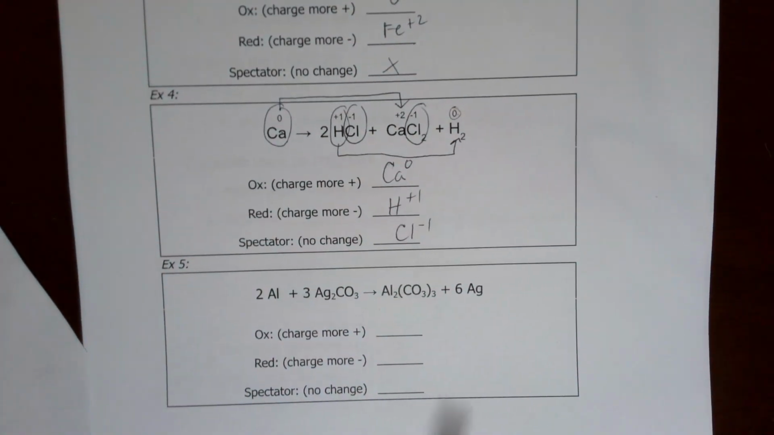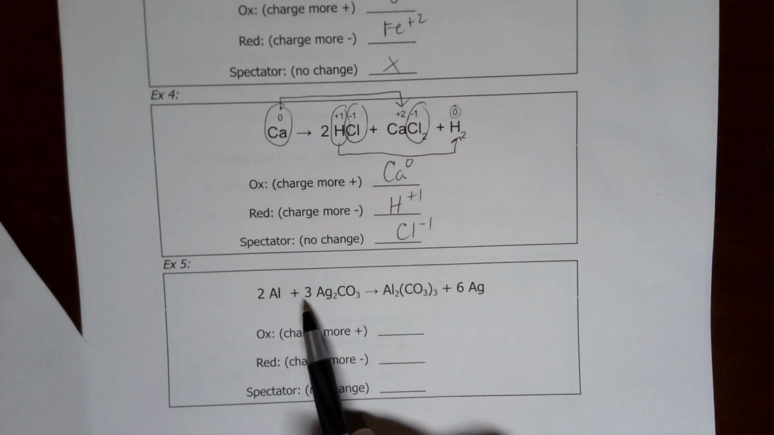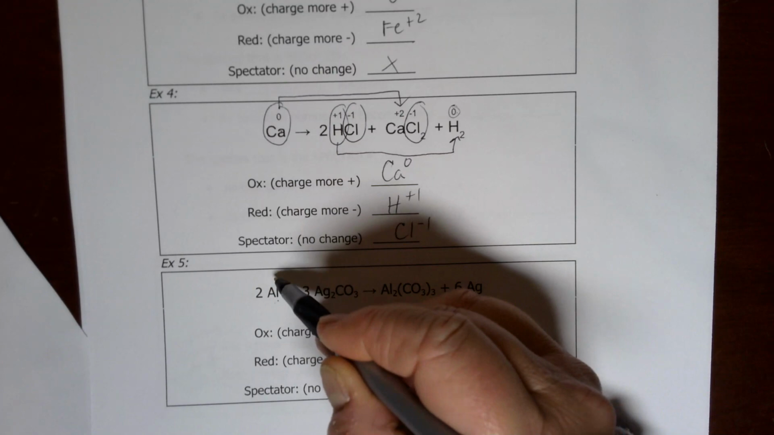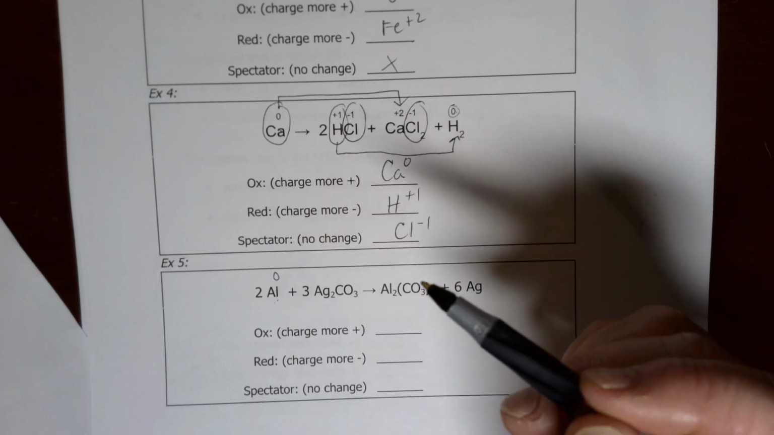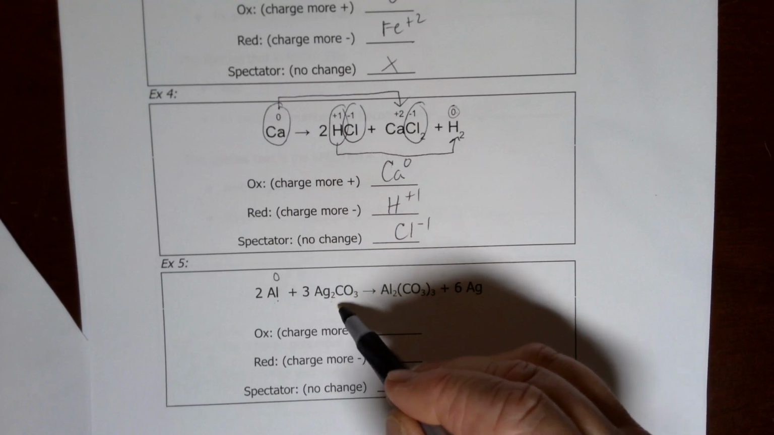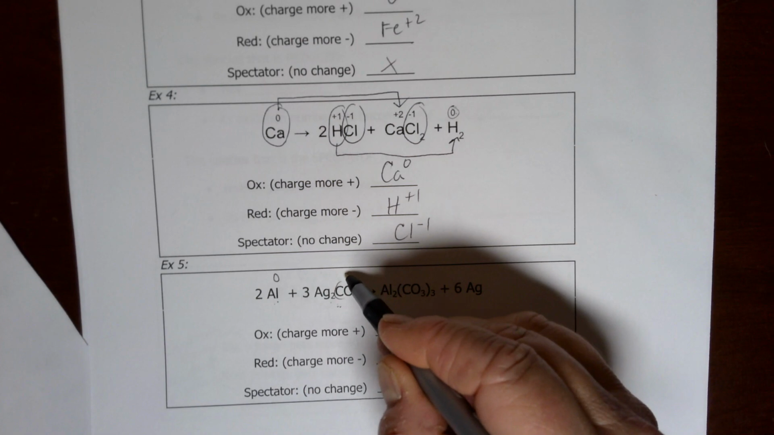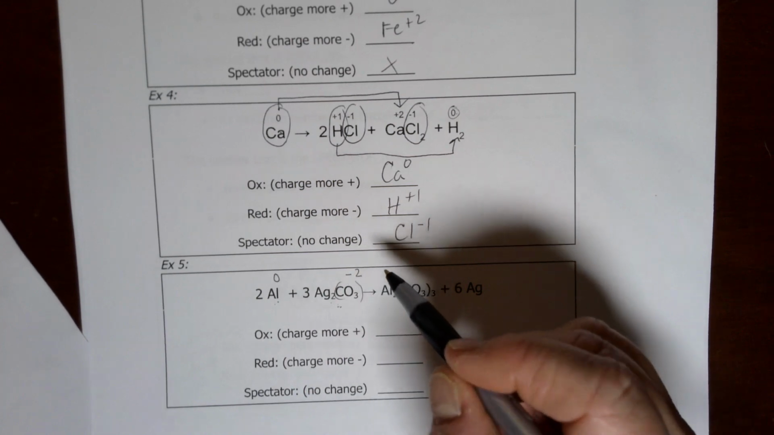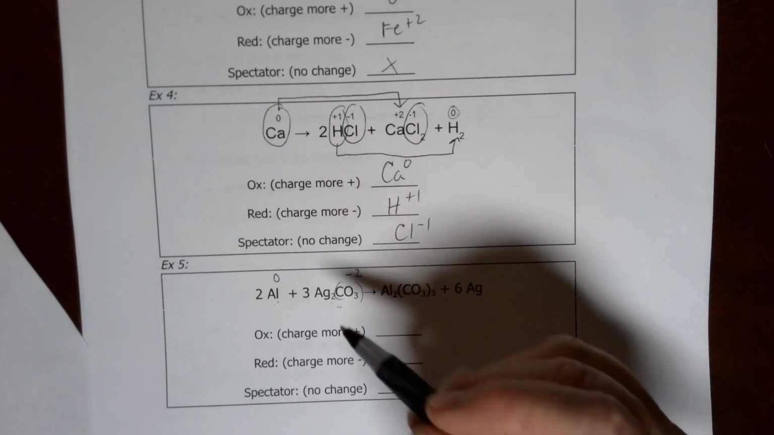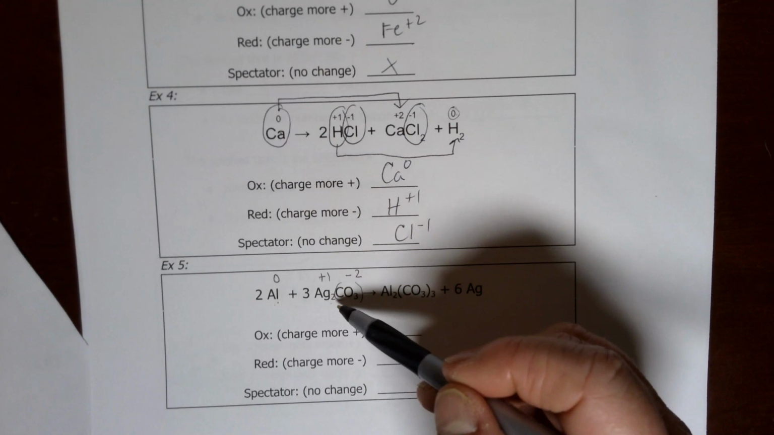All right, let's take a look now at the last example. Here we're going to have to go in and put in the charges. So let's go back and do that. Here we have an element all by itself. It's a 0 charge. Breaking it down, I see Ag2CO3. I recognize CO3 is a carbonate ion. It is a minus 2 charge that can be verified in reference table E. And each of these silvers is a plus 1.